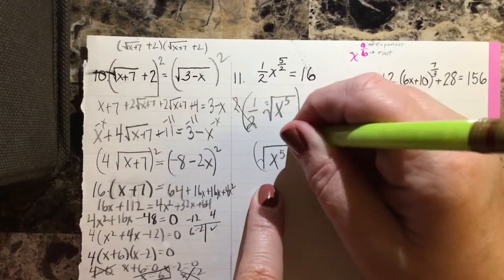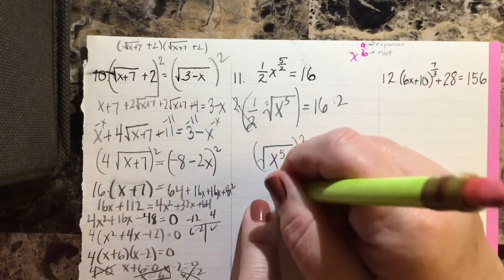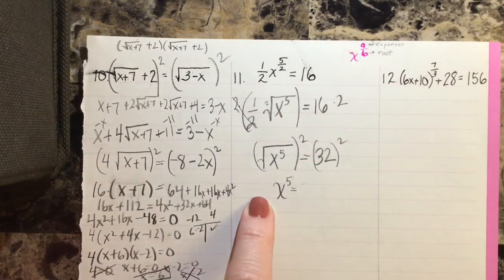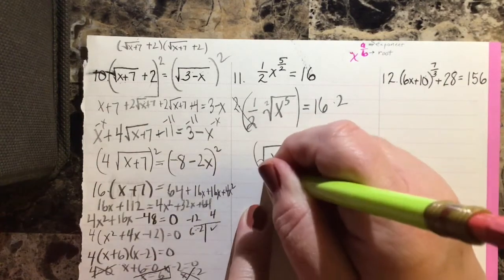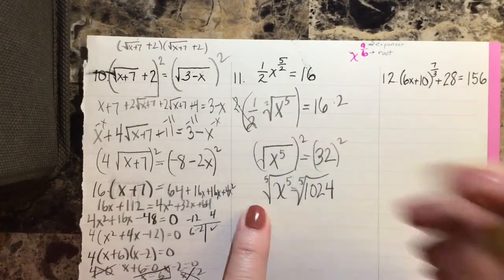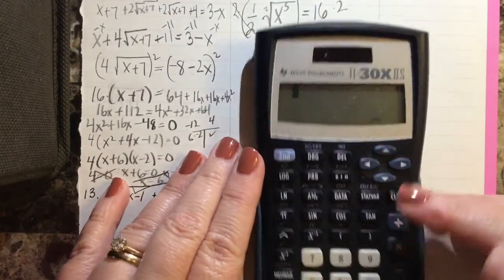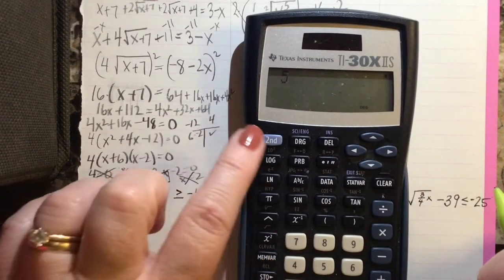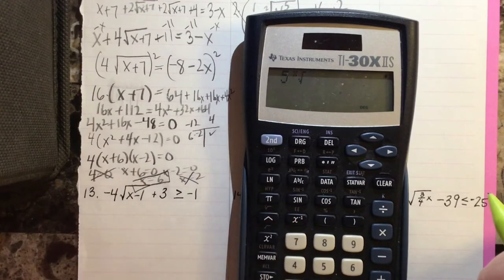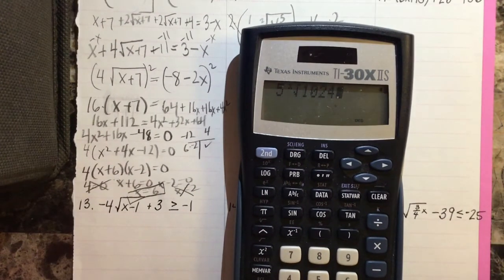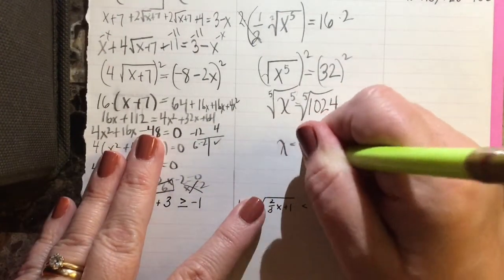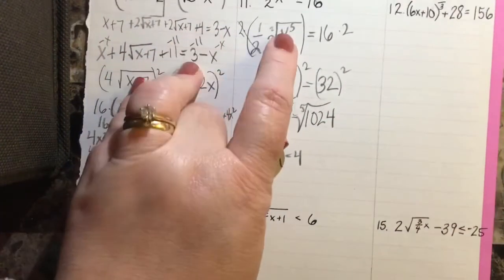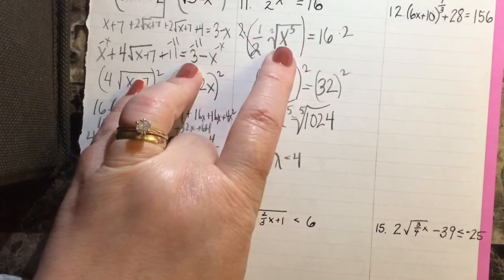Raise both sides to the 2nd power. So x to the 5th equals 1024. Take the 5th root of both sides. I want to show you how to do that with this calculator. The 5th root, remember, is 5 second x root, and then 1024, and that answer is 4. So x is 4.